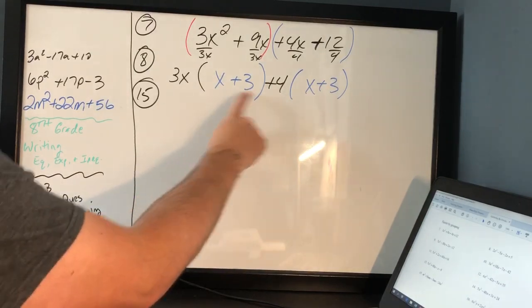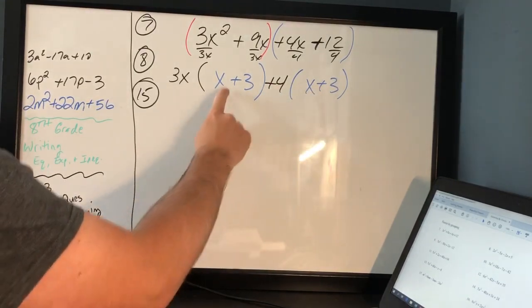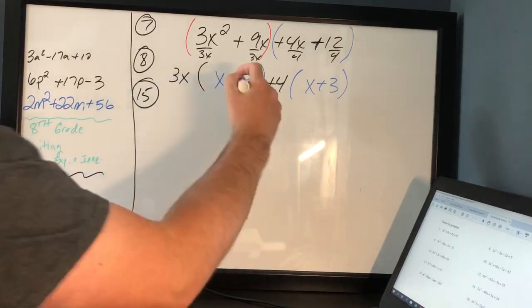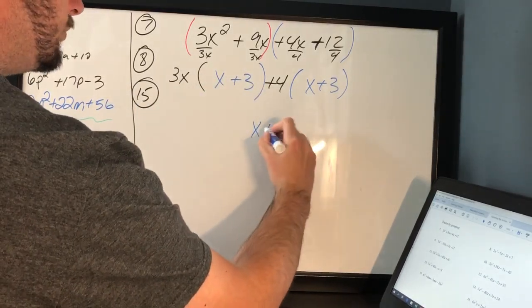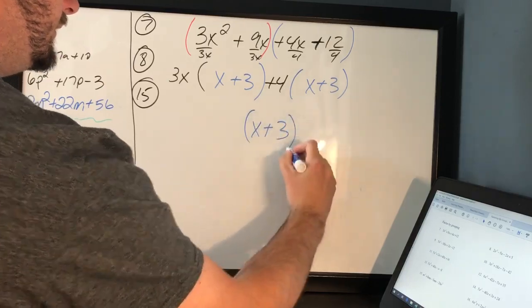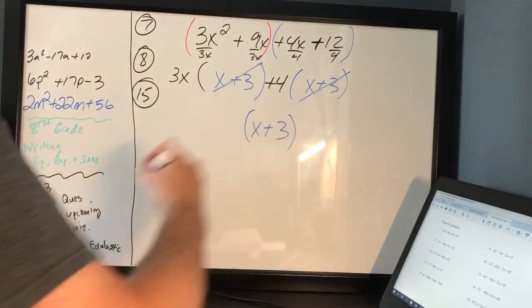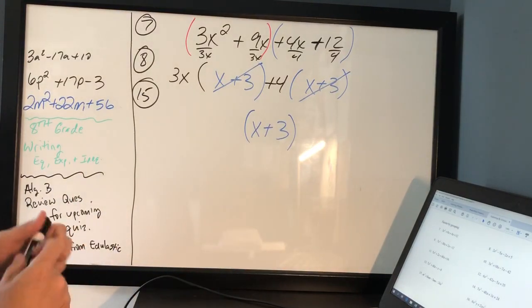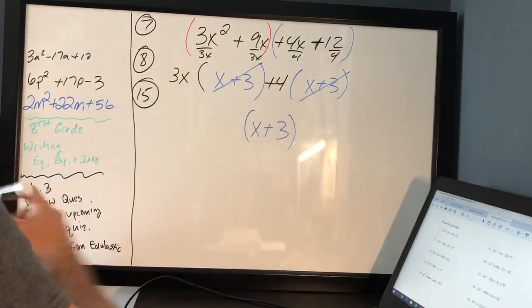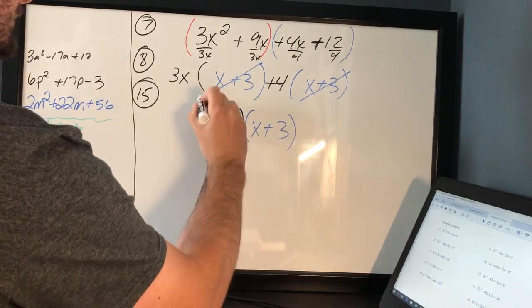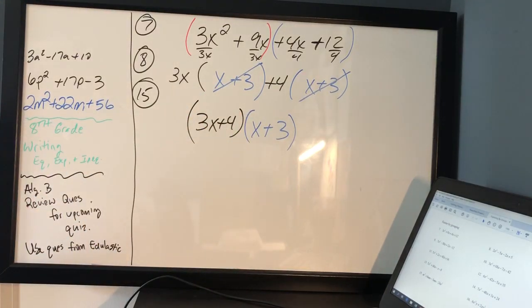Okay, do you notice how these two in the parentheses match exactly, x plus 3 and x plus 3? That's going to be one of our terms. So, one of our terms, or one of our binomial terms, is x plus 3. Once that's gone, what's left? Well, the only thing we have left is 3x plus 4. So that's going to be our other term. And that's how you factor by grouping.